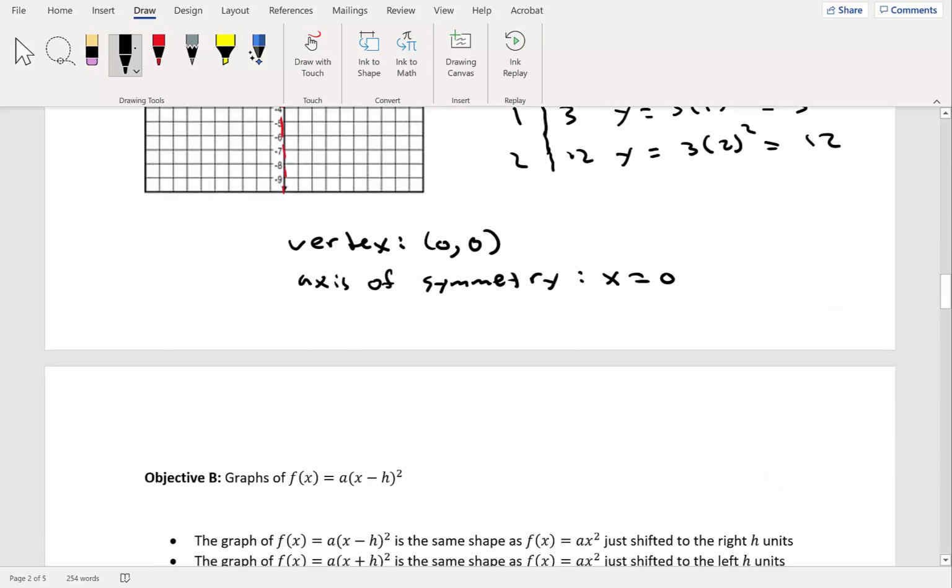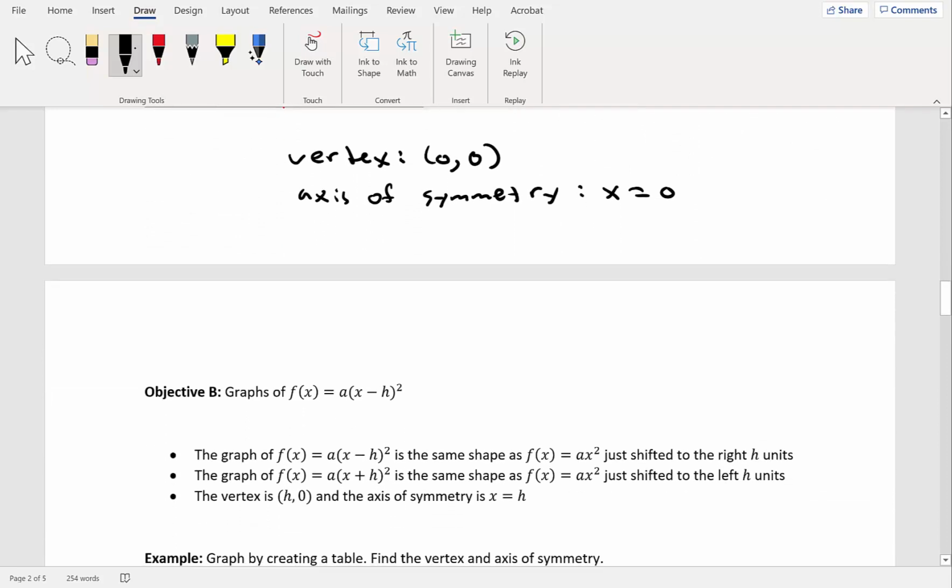Now let's take a look at other types of parabolas. So our next objective, we're going to look at the graphs of f of x equal to a times x minus h raised to the second power. Now the graph of f of x equal to a times x minus h raised to the second is the same shape as f of x equal to a times x squared, just shifted to the right h units.